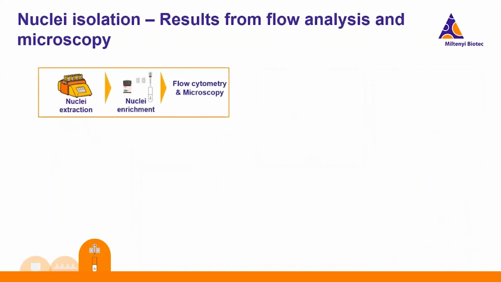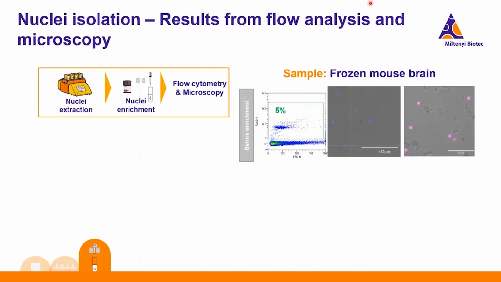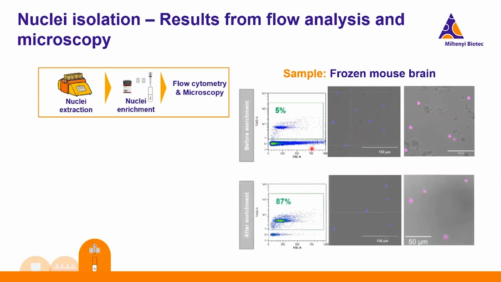And more details on that, how does it look? The brain samples here on the very right after dissociation look quite crude. You see a lot of debris around the nuclei in those two images. You have a purity in this flow plot of 5% before enrichment, but after enrichment, you can increase the purity to 87% in that example.